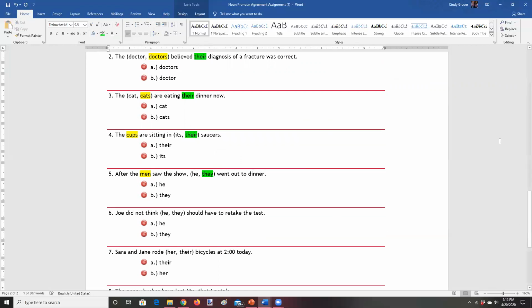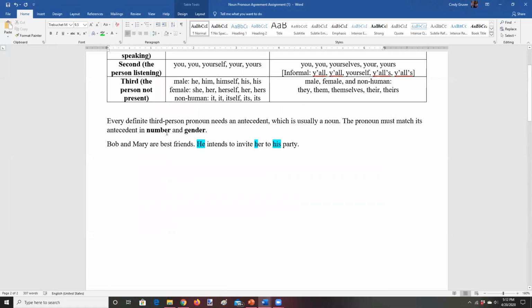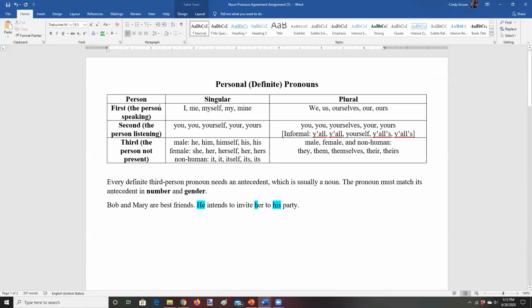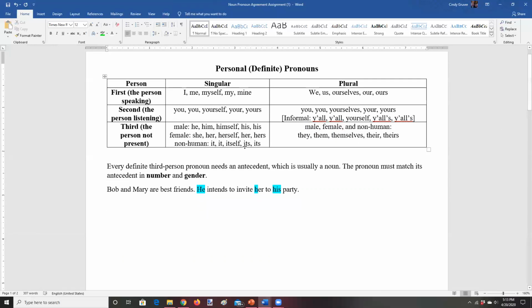And let's just refresh for a second what we have to match up. We need to match number and gender. So if our antecedent is singular, we have to be in this section. If our antecedent is plural, we need to be in this section when we choose our pronoun. We also need to match in terms of gender if it's singular. So if it's male, we need to be here. If it's female, we need to be here. If it's non-human and it's not a pet, we need to be here. So we have to match both of those components.